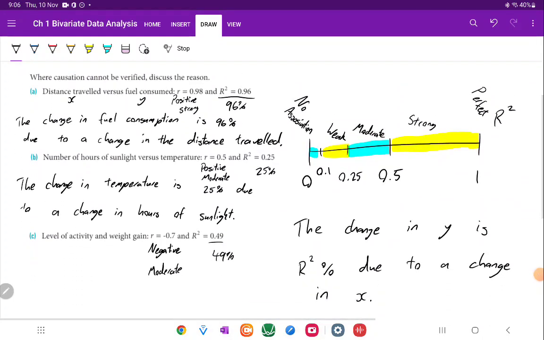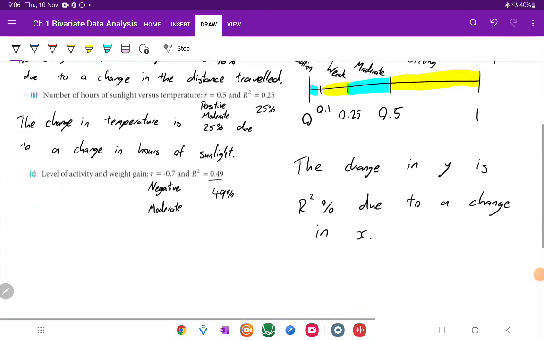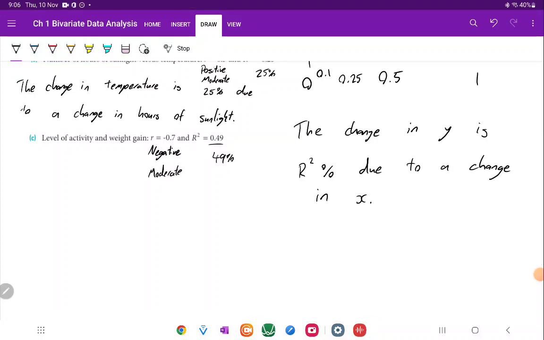As for the distance traveled versus the fuel consumed, as you drive more, you're going to use more fuel. That makes perfect sense. As for the number of hours of sunlight versus temperature, we've already had a quick think about that. It's not the only factor, but it certainly does contribute a little bit, and according to our statistic, it contributes about 25% of that change. Then the last one is that level of activity is only about 49%. What are some of the other factors that might affect your weight gain?